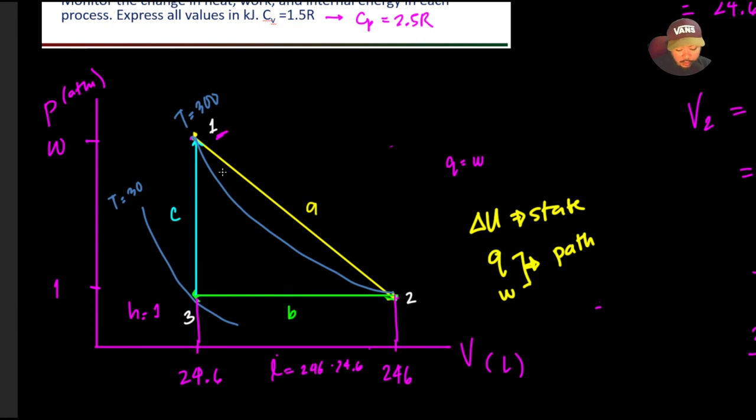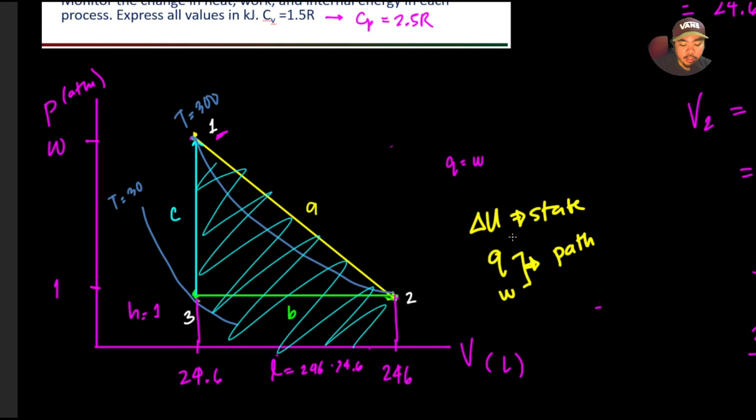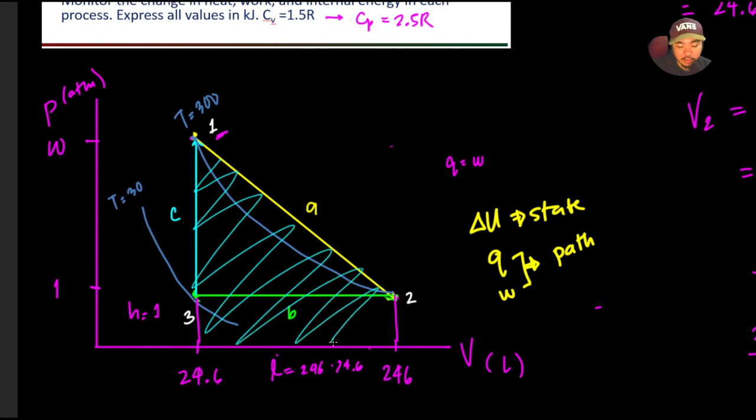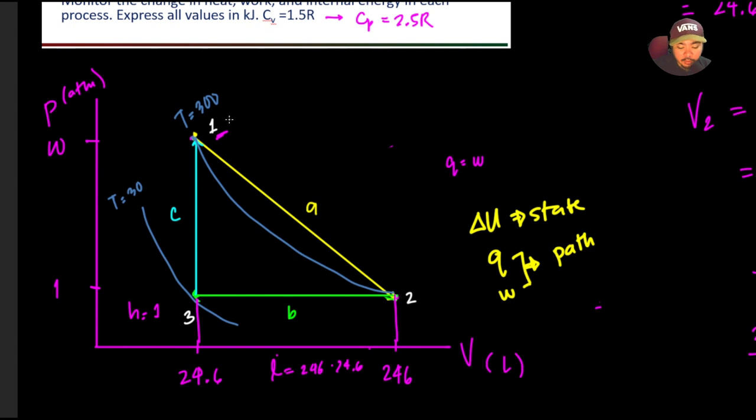If you look at W, di ba, na-mention ko kanina na you can actually compute for W by just looking at the area under the curve, no? Kasi, di ba, pressure, volume to. And ang work naman natin is pressure volume work. So if we take the area under the curve, then we get the work done by a certain path. So if we look at the area under the curve of path A, ito siya, ang work done niya is actually this one. Tama, no? That's for path A.